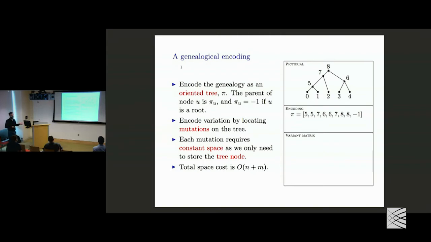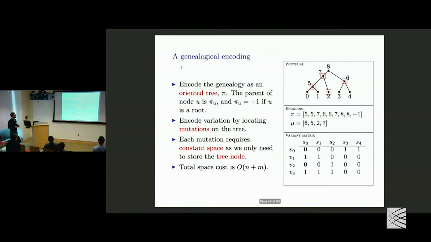And then we encode the variation that we see by putting mutations down on this tree. So we've got a variant here, and this corresponds to a mutation that happens over node 6. So 3 and 4 are 1, because these are the samples under that node, and everything else is 0. Again, we've got a mutation that happens at 5, so 0 and 1 are 1, and everyone else is 0. And we keep throwing down mutations on this tree. And the point here is that every row of this matrix is encoded by a single integer in this list mu. So now our space complexity is order n plus n, not n times n.